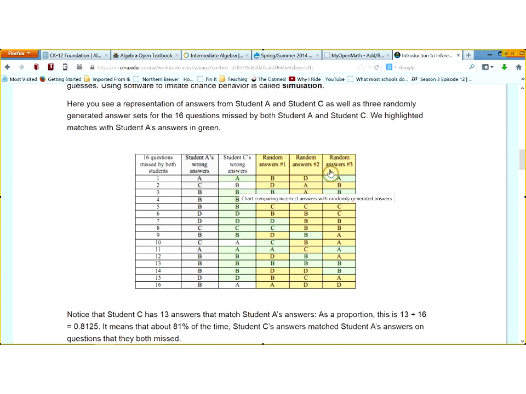So here are some random choices. I assume there were 4 choices for answers. They randomly selected one of the 3 wrong answers, and then the green is the number that matched. So for a random set of answers for number 1, there were 6 matches. For another set of random answers, there were 3. For another set, there were 5.